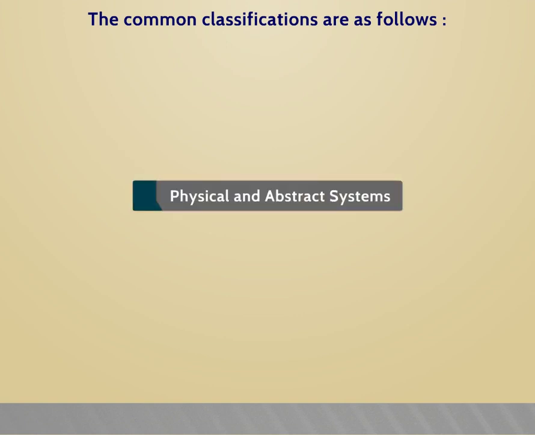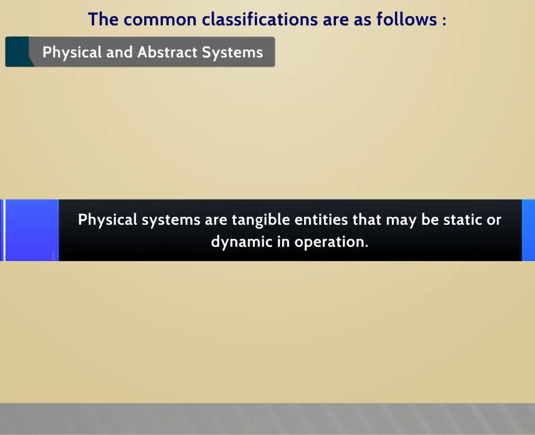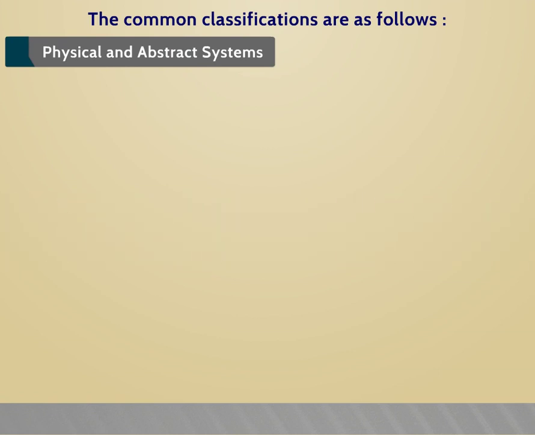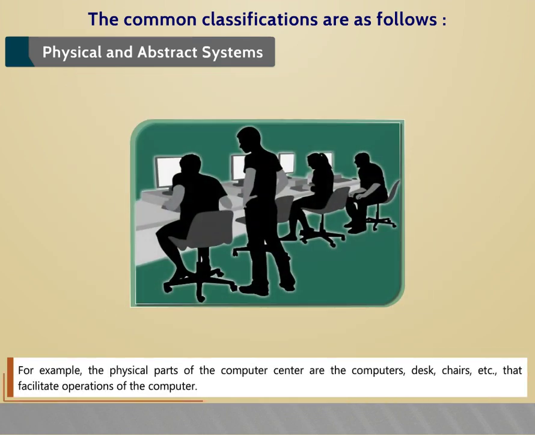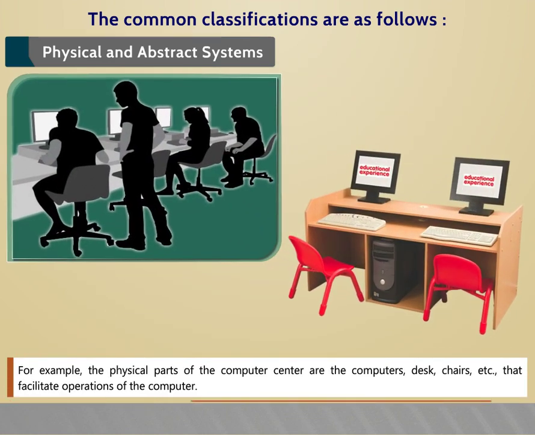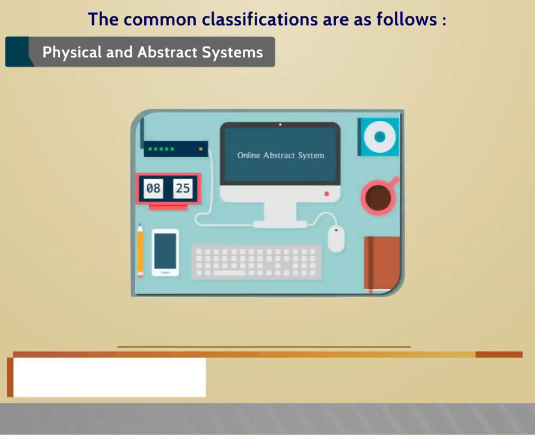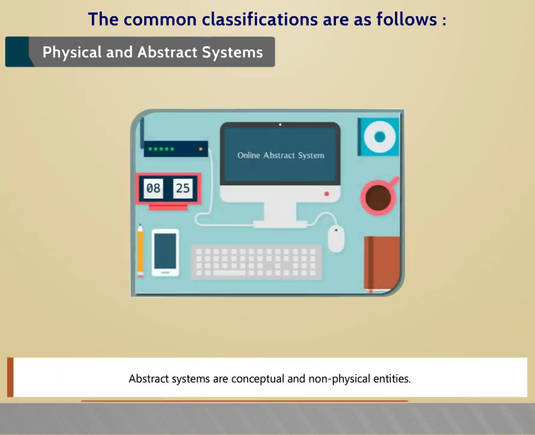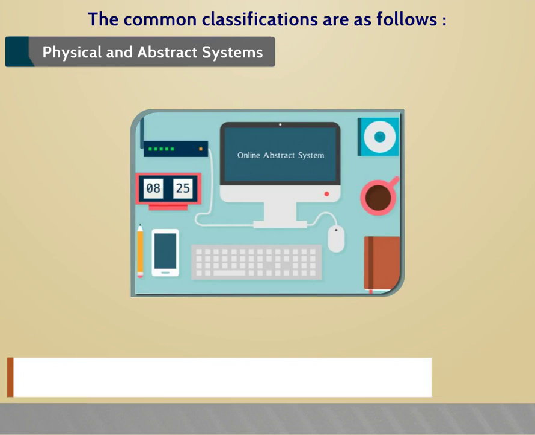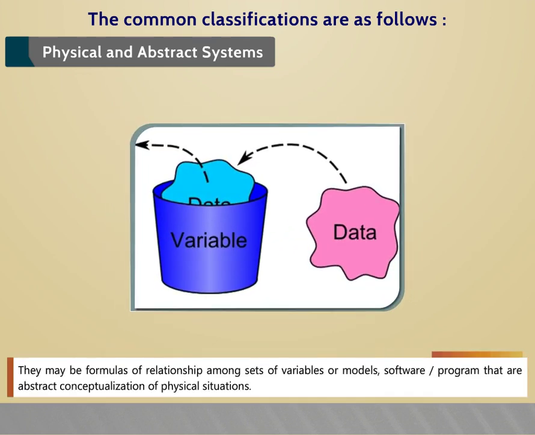Physical and abstract systems. Physical systems are tangible entities that may be static or dynamic in operation. For example, the physical parts of the computer center are the computers, desks, chairs, etc. that facilitate operations of the computer. Abstract systems are conceptual and non-physical entities. There may be formulas of relationship among sets of variables or models, software or programs that are abstract conceptualizations of physical situations.